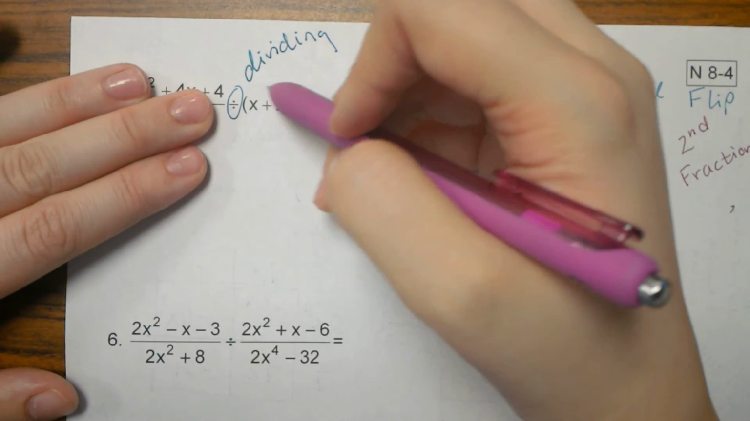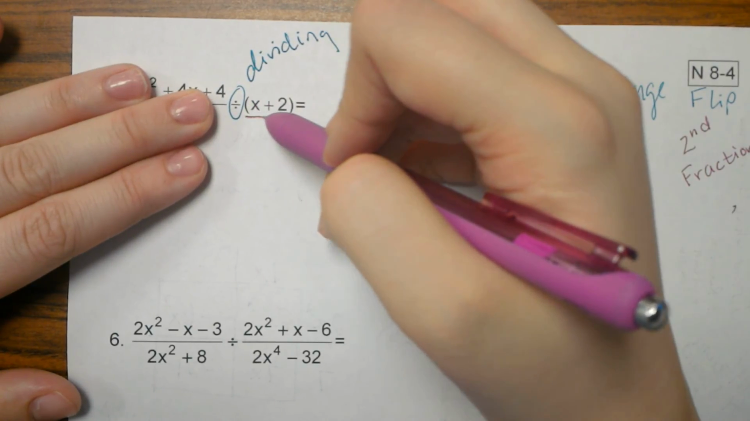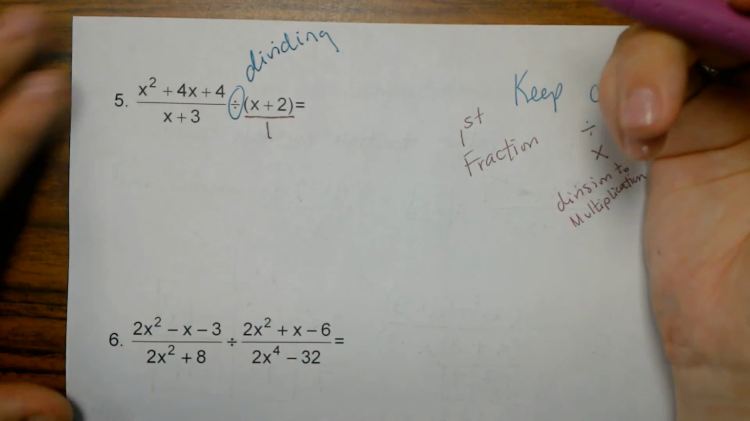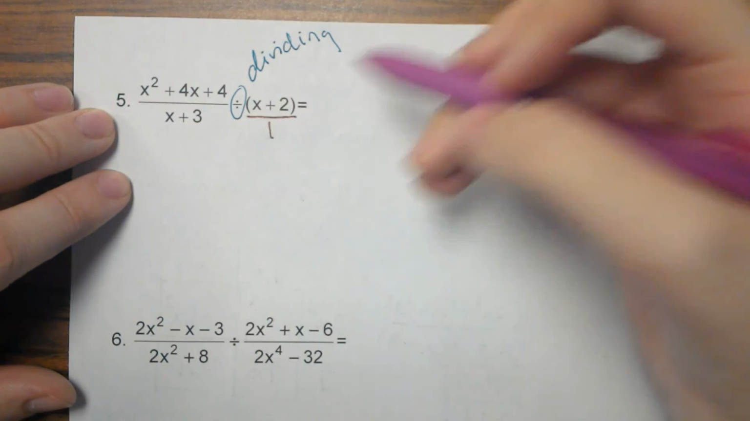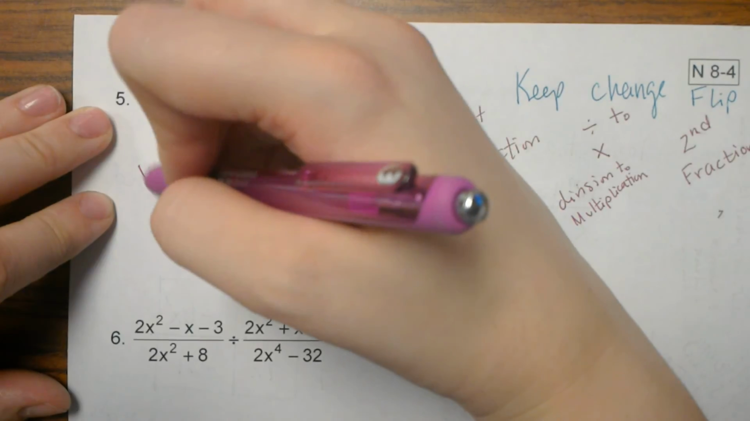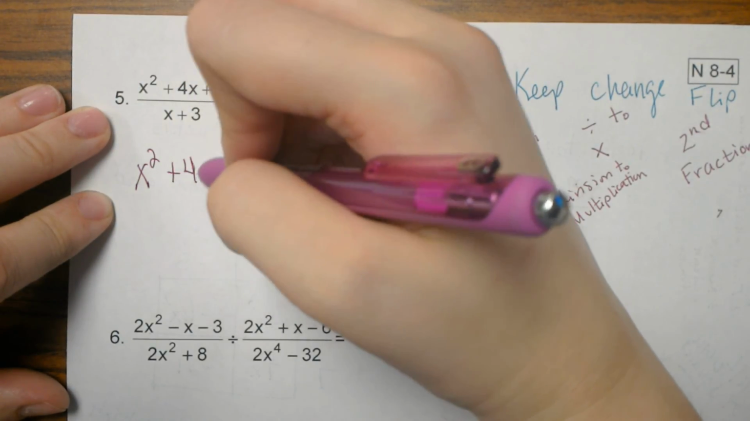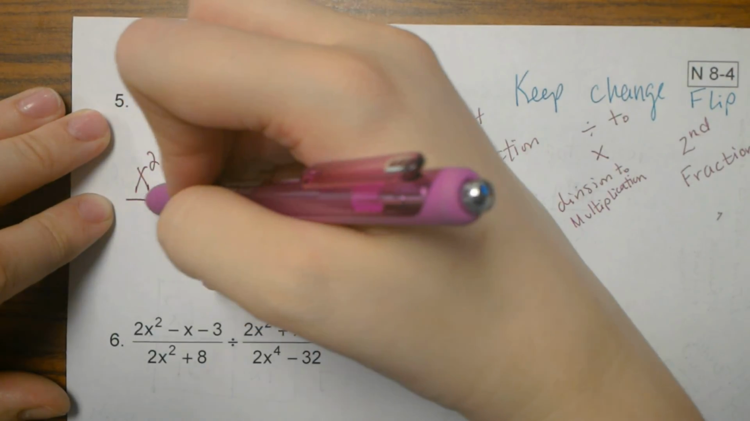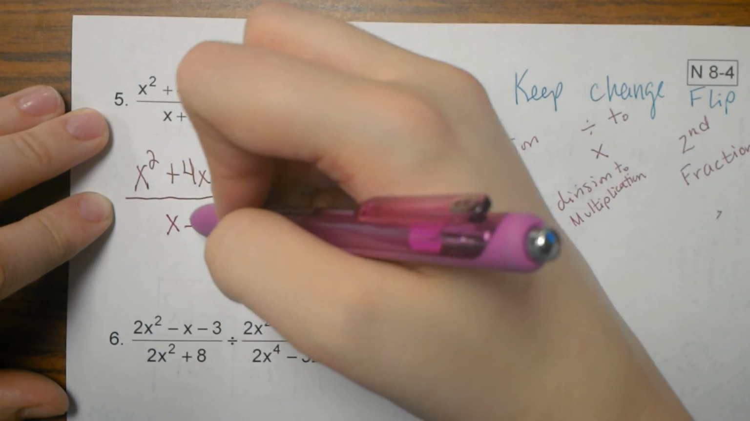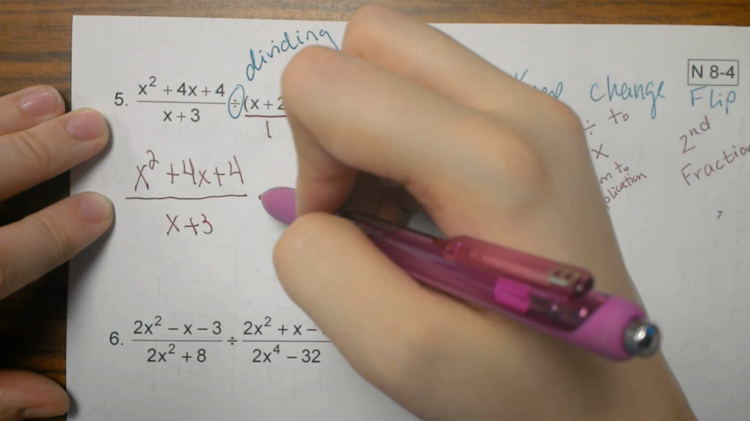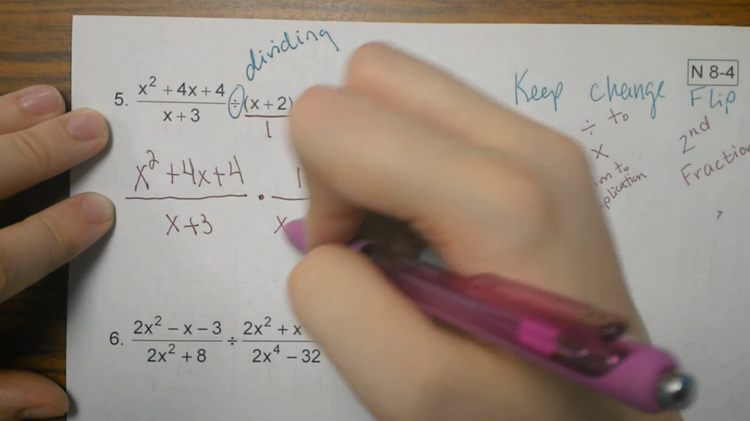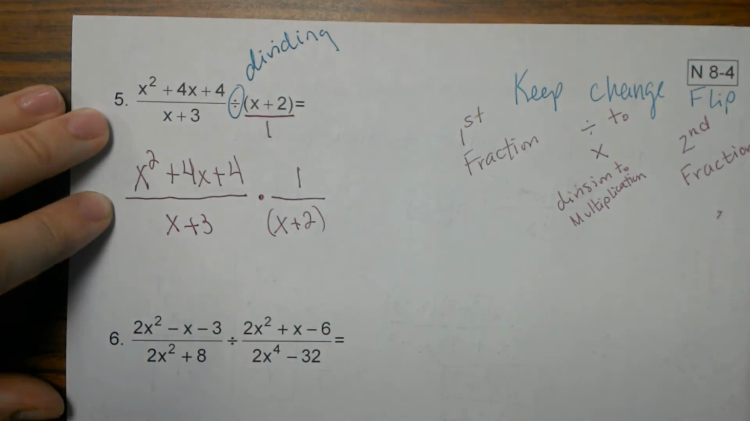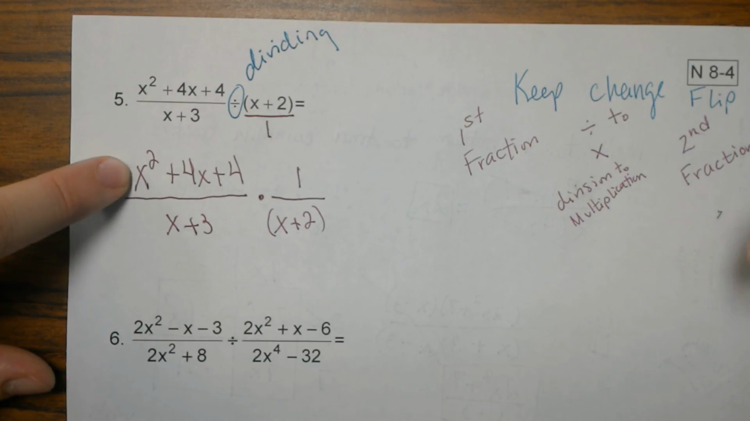So here, to make x plus 1 into a fraction, I'm going to write it over 1. So it magically becomes a fraction. And so when I rewrite this, I'm going to keep the first one. Change. And flip. So I still need a factor.